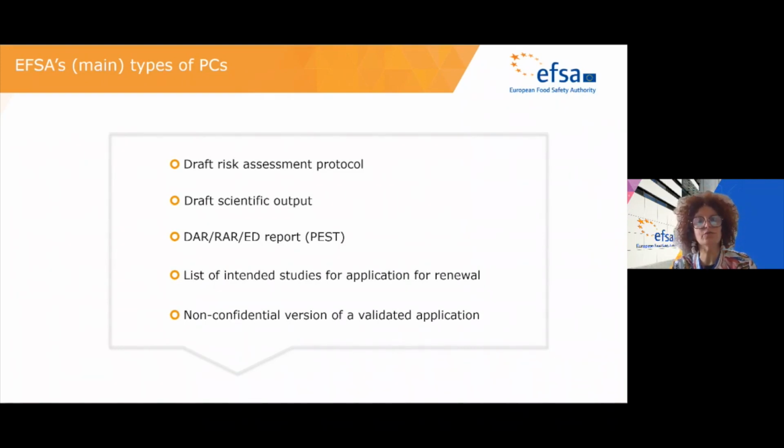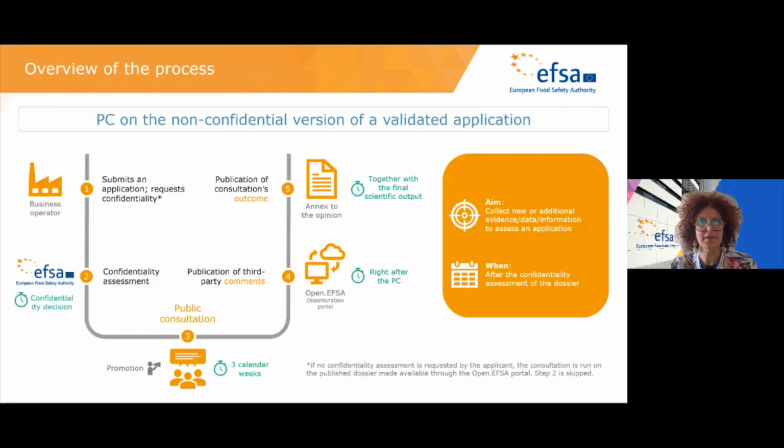So we are showing you the flow of an application, and here we're taking a new application that is validated. We have seen on step number 1, an application is submitted. We might have confidentiality. We have had a presentation with Simone on the confidentiality assessment, and we are now in step 3, where the public consultation is launched. The aim of the public consultation is really based on the transparency regulation with the concept of transparency, and this is to collect new or additional evidence, data or information to assess the application. It happens after the confidentiality assessment of the dossier and has a duration of 3 calendar weeks.